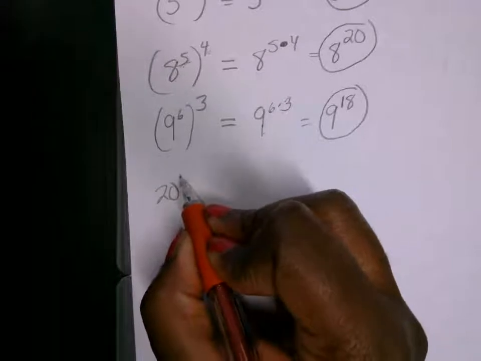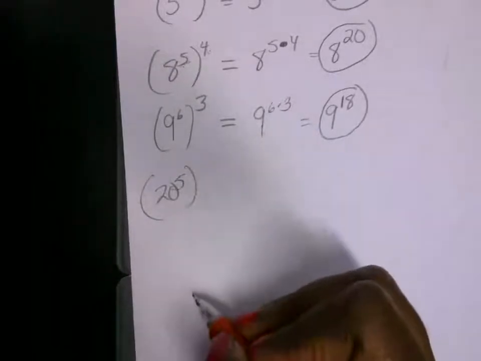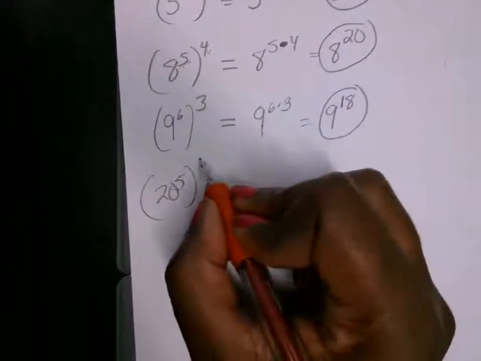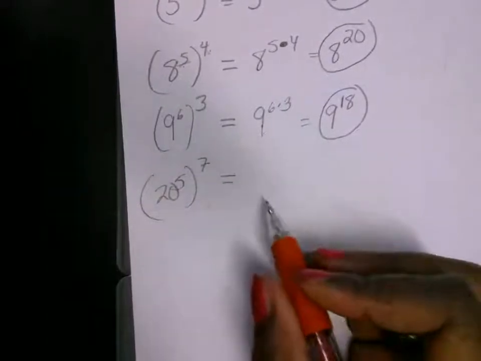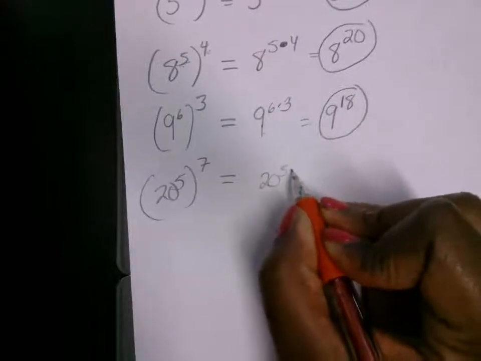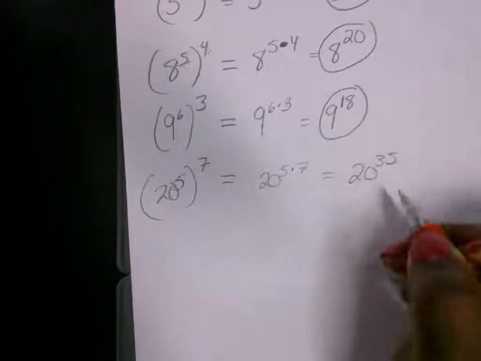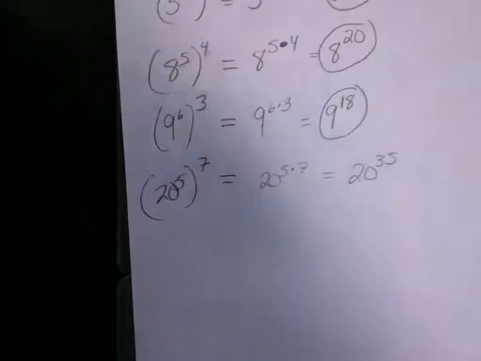Let's do 20 to the 5th power. And we're going to raise it to the 7th power. What do we do to get our answer here? 5 times 7. What is 5 times 7? So this is 20 to the 35th power. All right, so let's do these examples here.